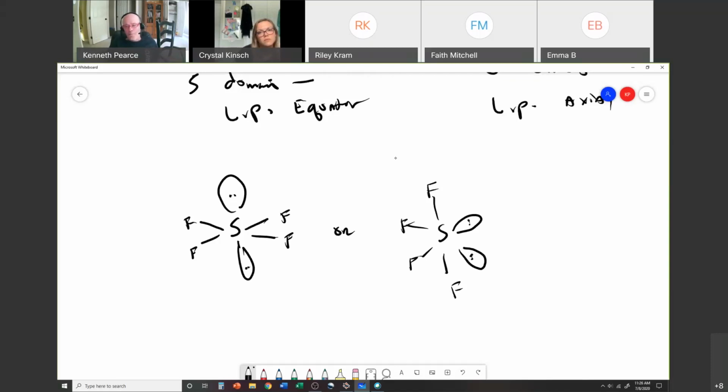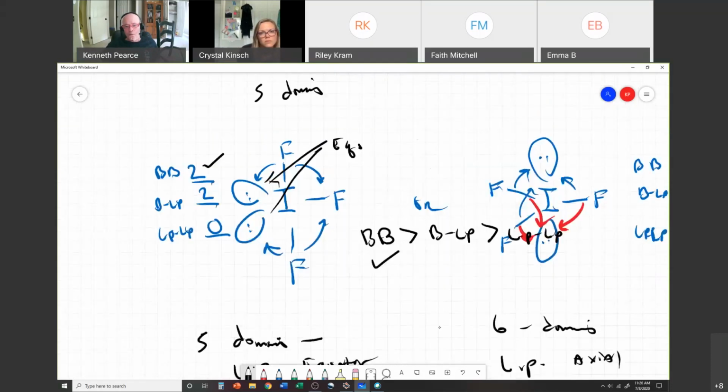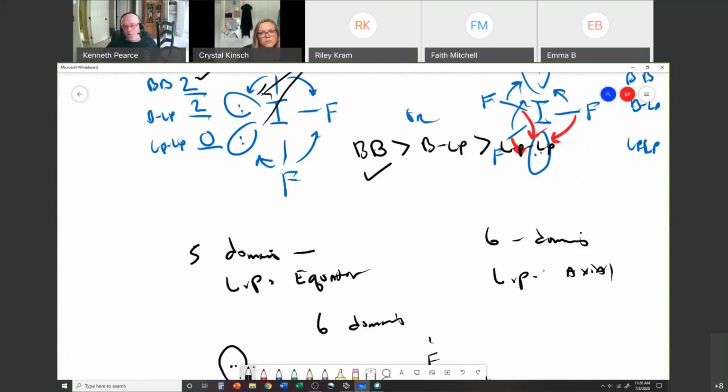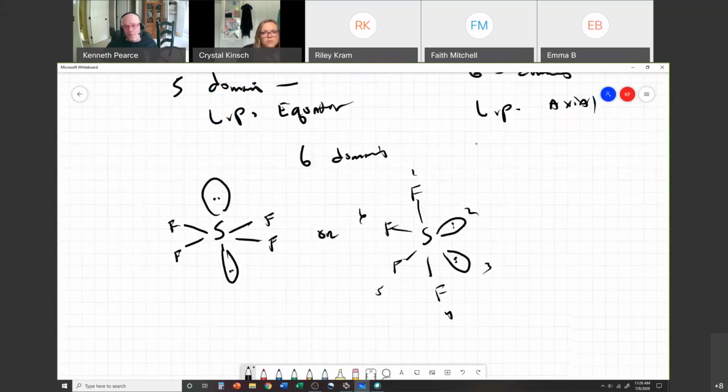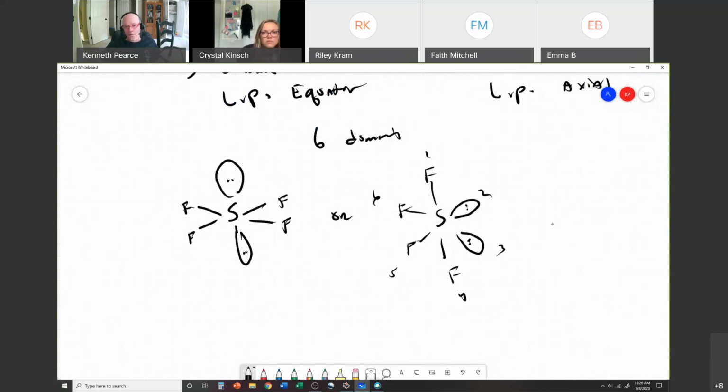Well, this has 6 domains. 1, 2, 3, 4, 5, 6. 6 domains, okay? Well, what's the rule that I just gave you? 5 domains on the equator, 6 domains axial. So what do we got here? We got 6 domains. Which one's axial? This one right there. This is on the equator.